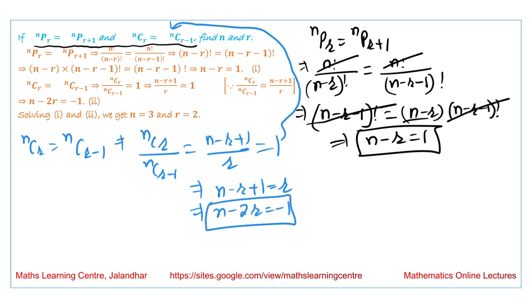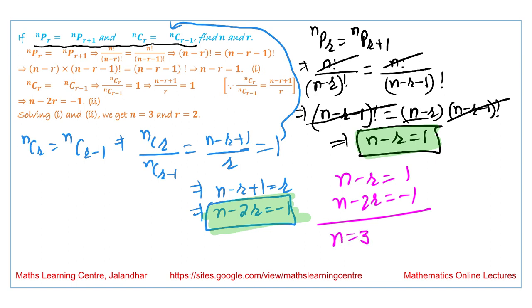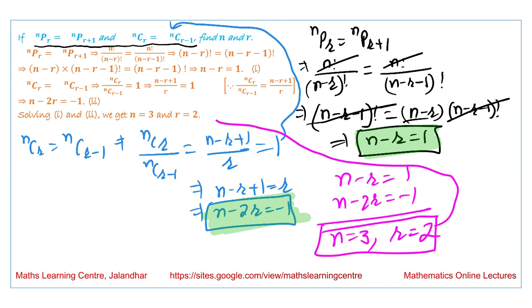So we are obtaining two equations over here. One is n − r is equal to 1 and the second is n − 2r is equal to −1. On solving these two equations we will get n is equal to 3 and r is equal to 2. These are the two values that we obtain in this case.